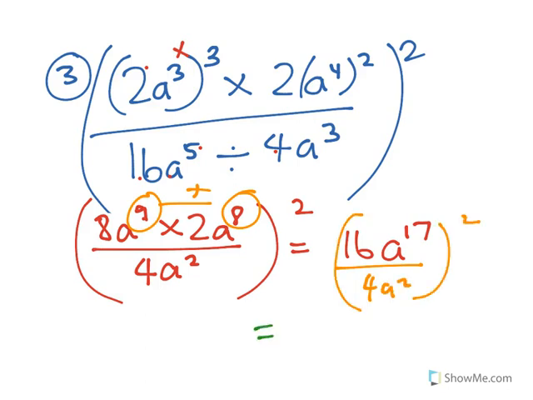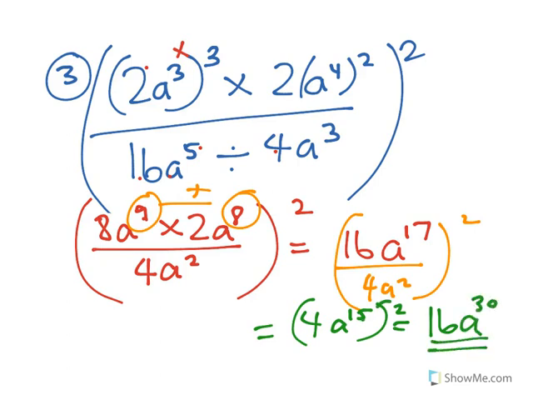Alright, 16 on 4 is 4. A^17 on A^2, so 17 take away 2 is 15. So then it's 15 squared. 4 4s are 16. What do you do to the indices here? 2 times 15 is 30. So that's 16 A to the 30.